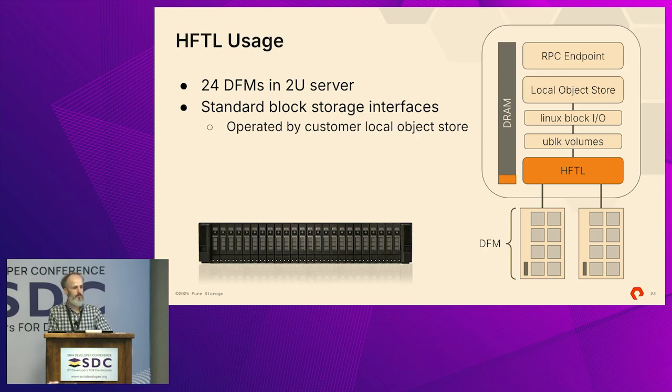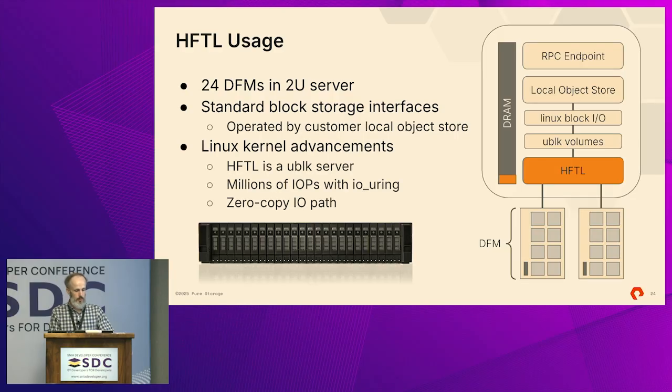So the natural interface for the HFTL is to provide standard block storage, and the logical interface is to the Linux block layer. The HFTL runs a single user space process and operates as a ublk server. Ublk is a framework for implementing block device logic in user space and exists as an open source driver in the Linux kernel. As a ublk server, the HFTL exposes one or more virtual block devices, and although the word server may suggest otherwise, these are local devices available to other processes running on the same data storage node. The customer's object storage software also runs in user space and accesses these virtual block devices through Linux.